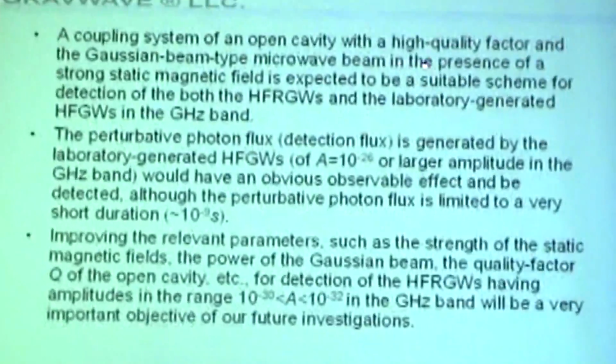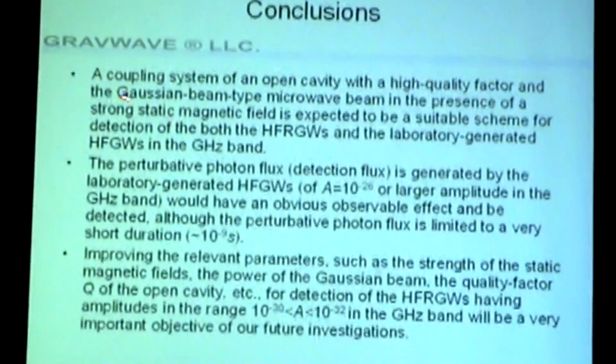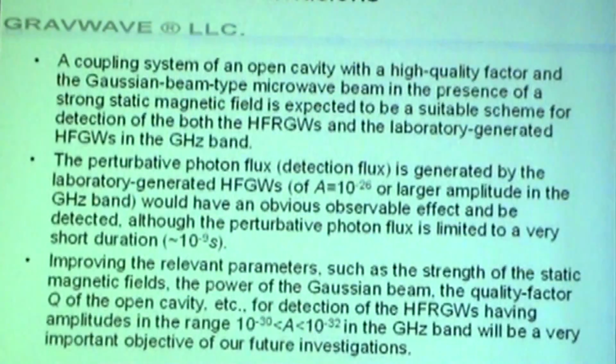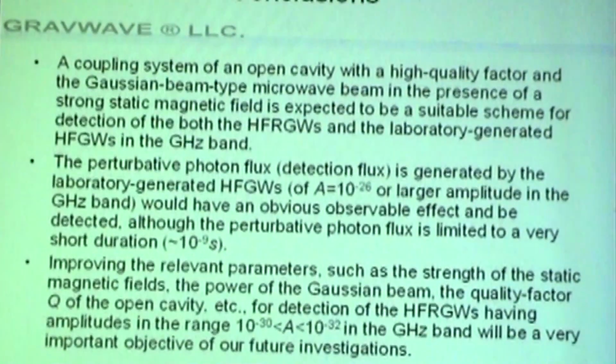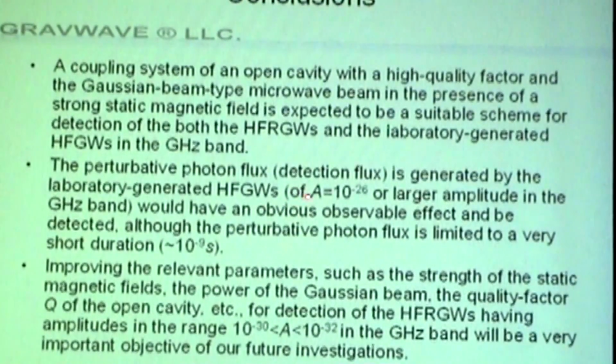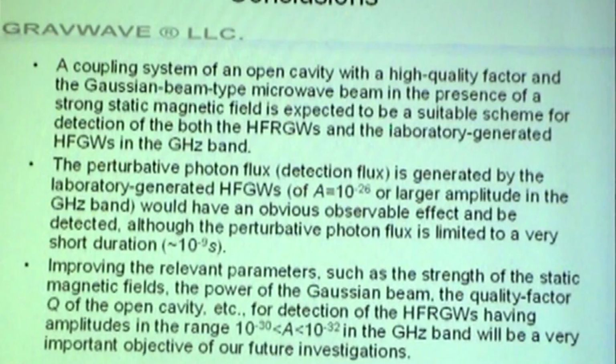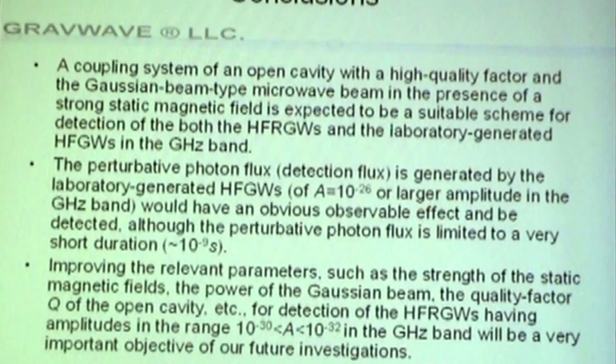Now, there is another equivalent idea that they're working on now. Well, let me just go through this one, and then I'll tell you. What if you have an open cavity with high quality factor and a Gaussian beam passing through it? High frequency gravitational waves could be detected in the gigahertz band. The perturbative photon flux requires an amplitude of 10 to the minus 26 or larger.